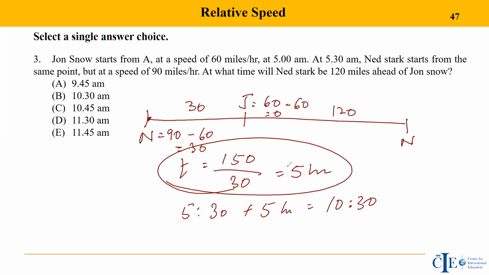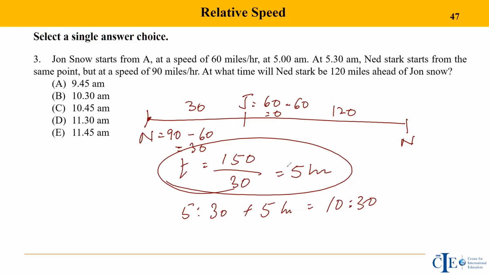So what you need to imagine is, if the slower one would be stationary and the faster one is traveling at the relative speed, then what is the overall scenario? So Ned has to first cover the 30 miles because Joe is ahead of Ned by 30, and add another 120. So total distance to be covered is 150 at a relative speed of 30. So hence he is going to take 5 hours. That's all. You don't need to check again. It's just one simple calculation to find the time.